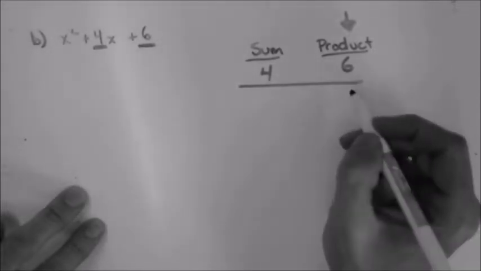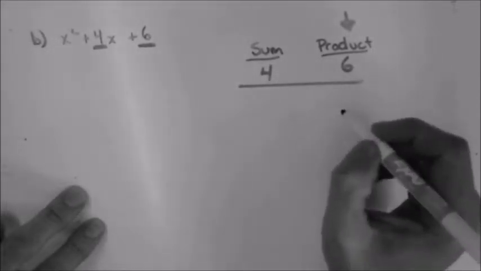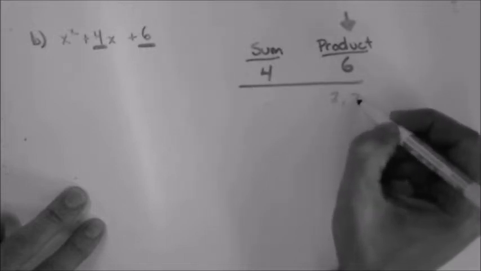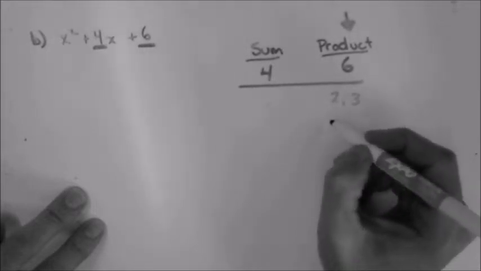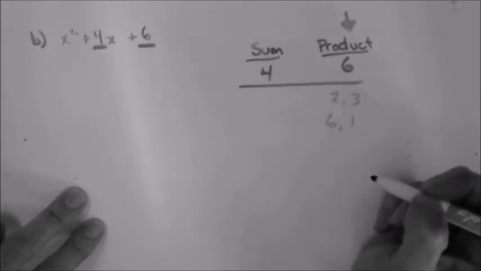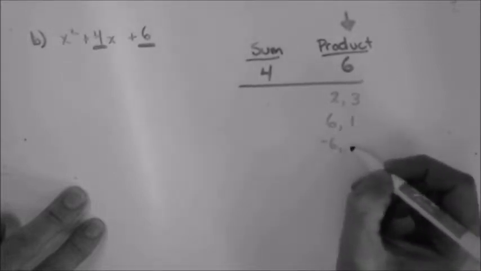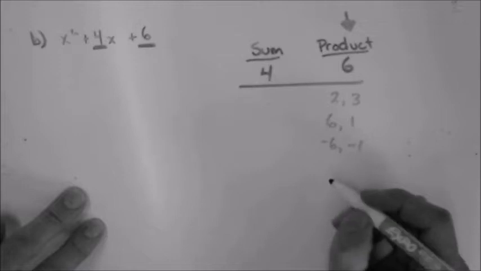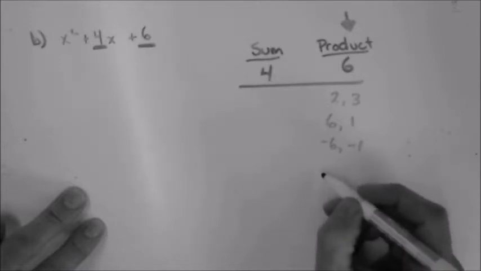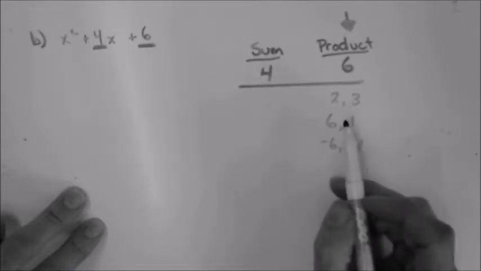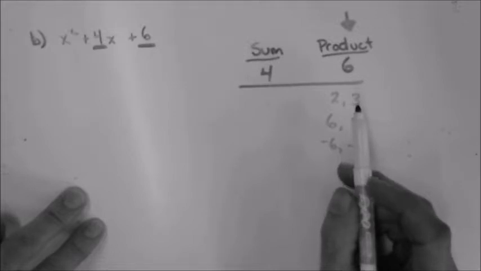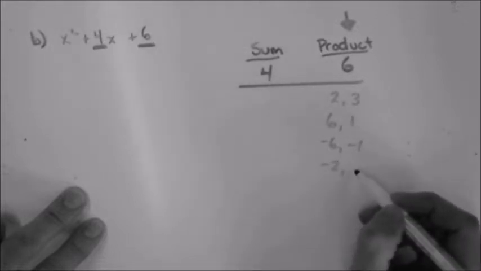Emma, can you give me two numbers that multiply to 6? 2 and 3. Vlad, any other ones? 6 and 1. Jonathan, any other ones? Negative 6 and 1. Maybe negative 6 and negative 1, yep. And the last one? 5 times 1 is 5, so that one won't work. Negative 2, negative 3.